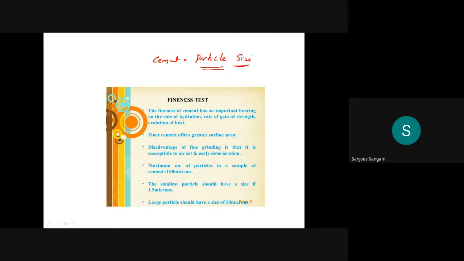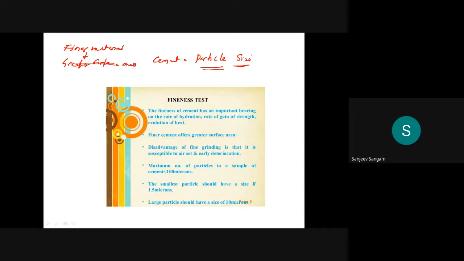The fineness of the cement has an important bearing on the rate of hydration, the rate of strength gain, and even the evolution of heat. The finer the cement, the greater the surface area. This is very important. Finer the material, you have greater surface area.